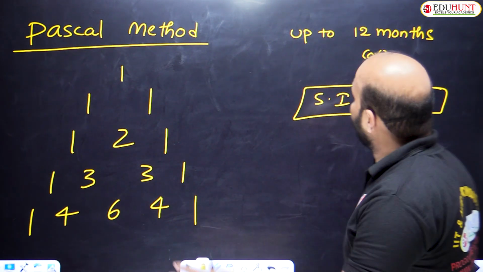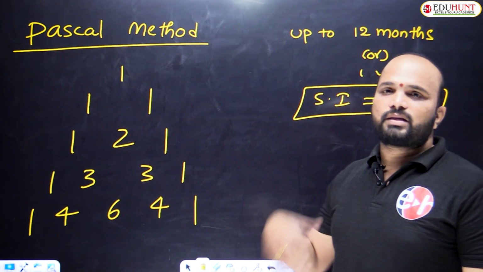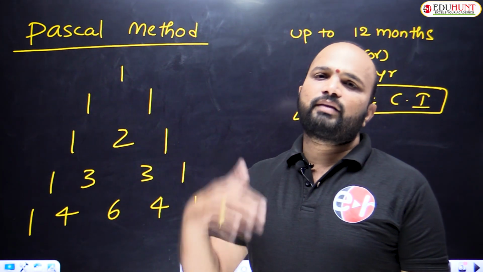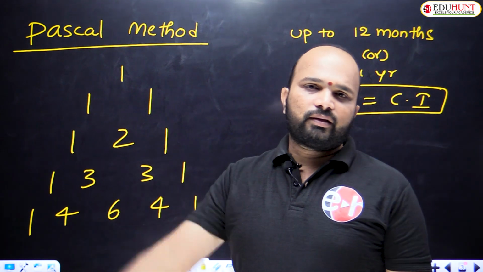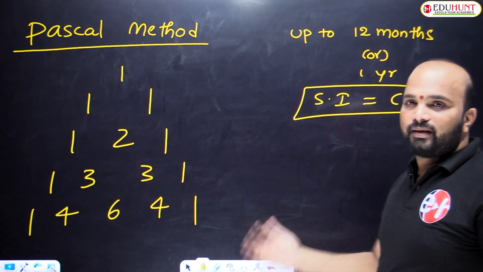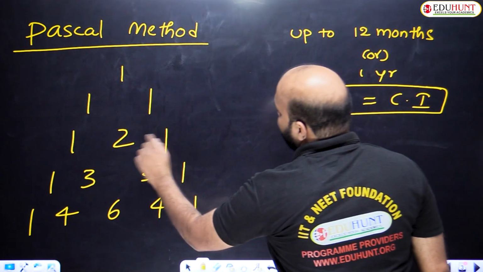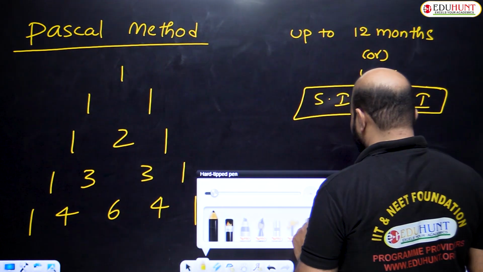Am I clear? When every year's interest is equal, that is called simple interest. Compound interest means the second year's interest is more than the first year's, the third year's more than the second, and the fourth year's more than the third. So it is interest on interest, and you get the extra money. That is the compound interest concept.